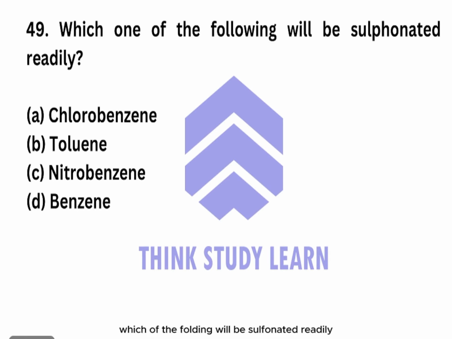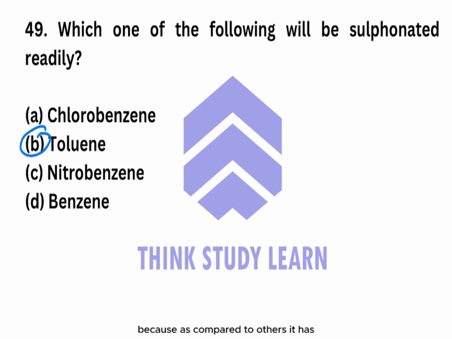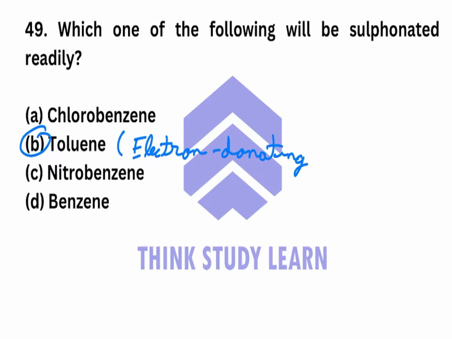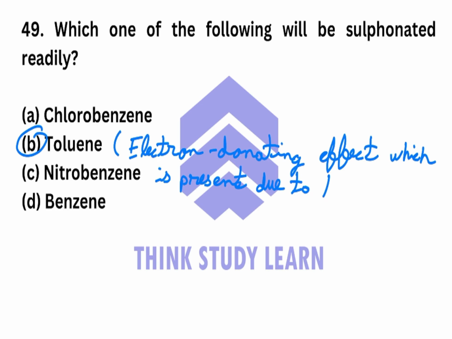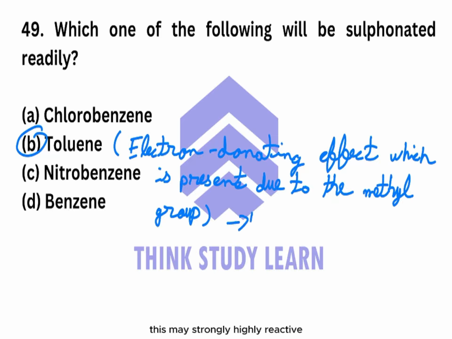In the next question, we are given which of the following will be sulfonated readily? That would be observed by toluene because as compared to others, it has an electron donating effect, which is present due to the methyl group. This makes toluene highly reactive.